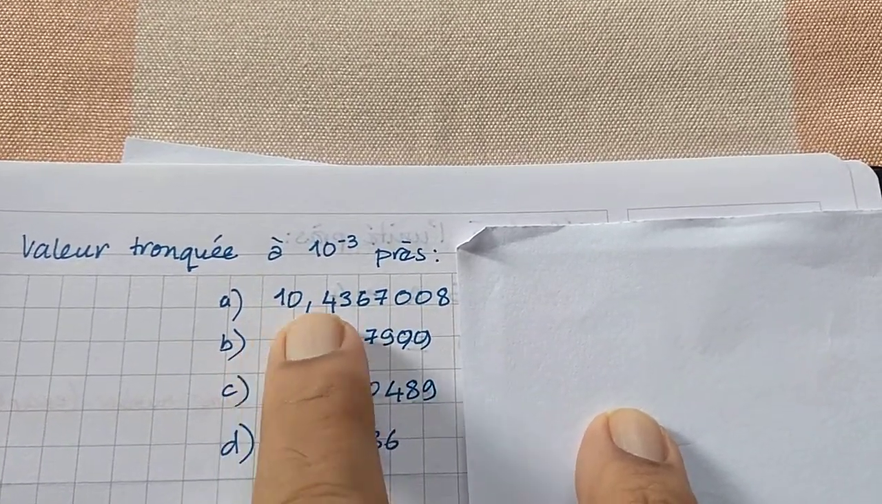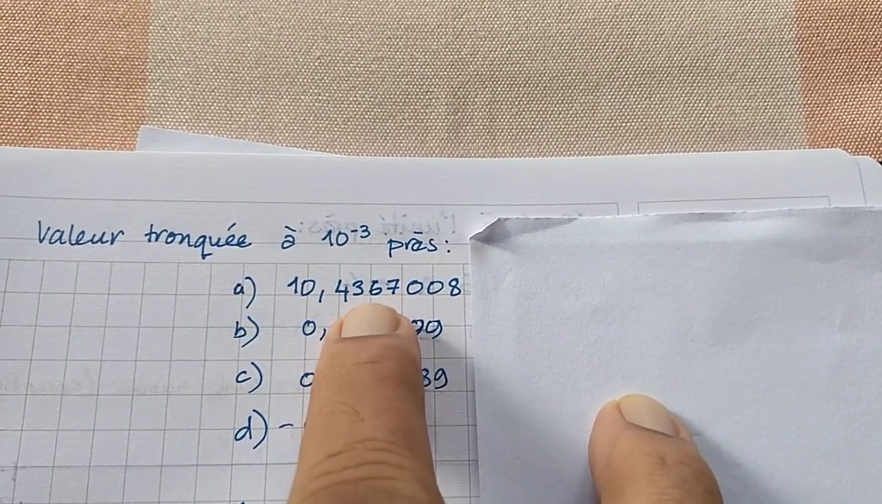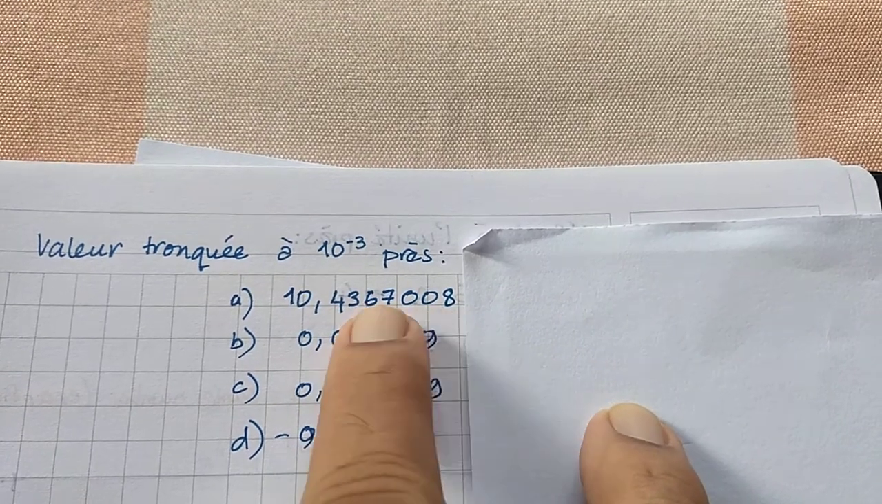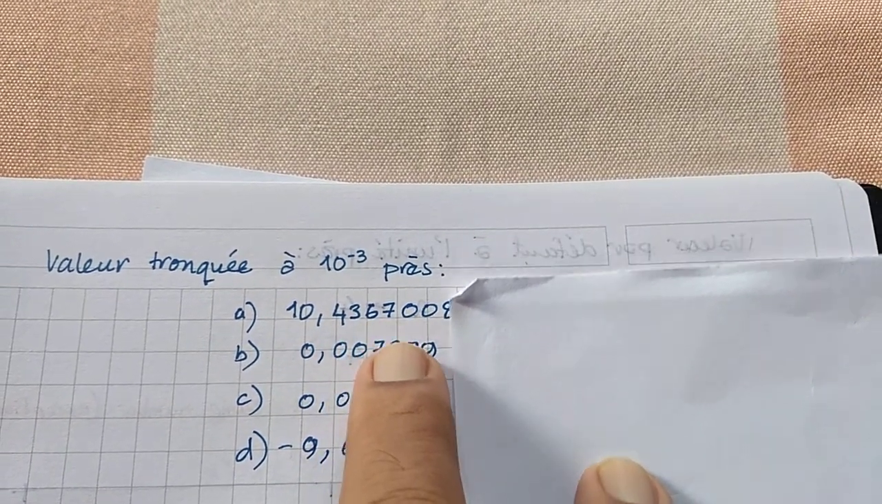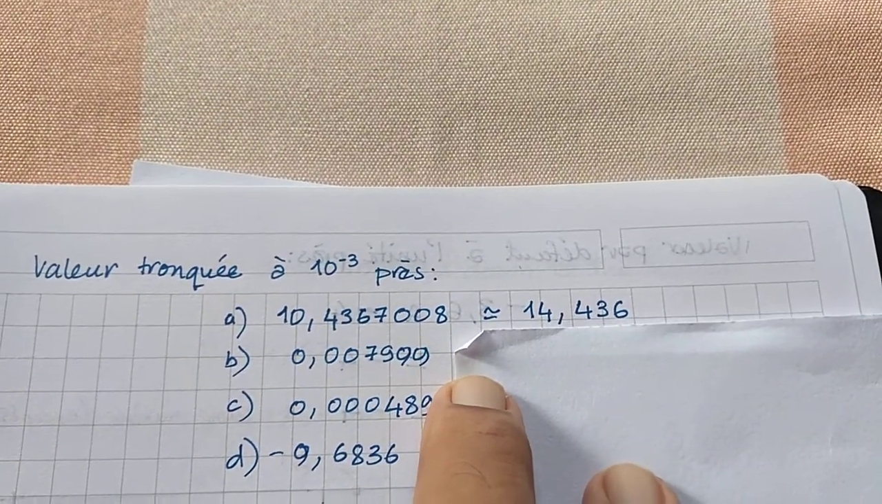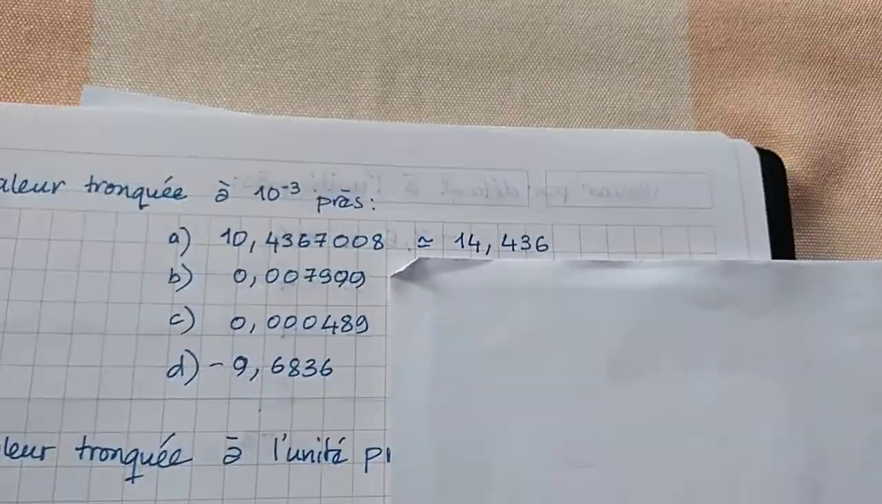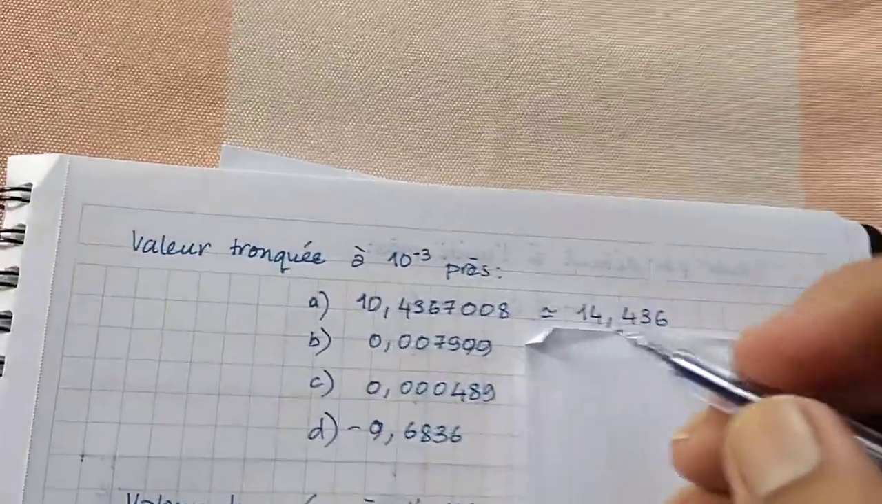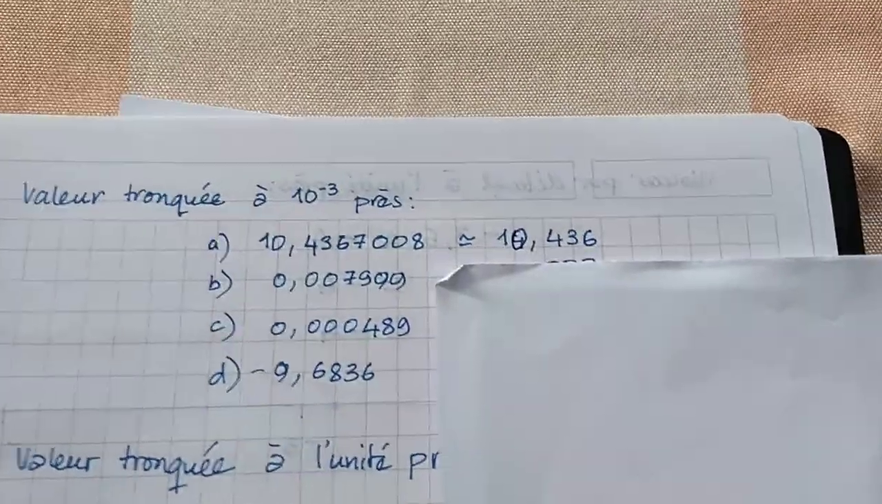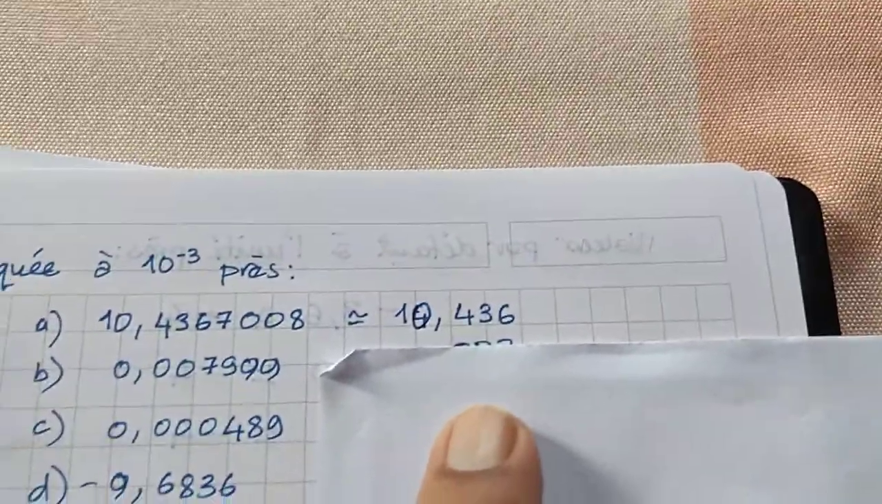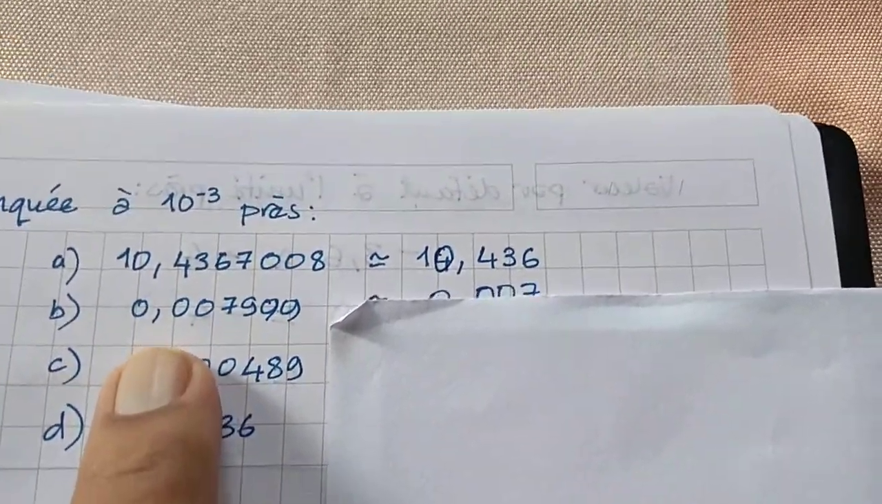10.4367008. So I want 10 to the power minus 3 to the nearest. So I will remove all except the 3 digits after the decimal. So it will become 10.436.